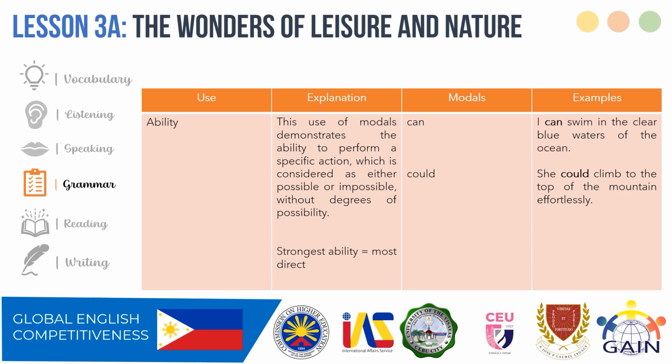The next set of modals is to express ability. This use of modals demonstrates the ability to perform a specific action which is considered as either possible or impossible without degrees of possibility. The first one is can. Example, I can swim in the clear blue waters of the ocean. And the second one is could. She could climb to the top of the mountain effortlessly.